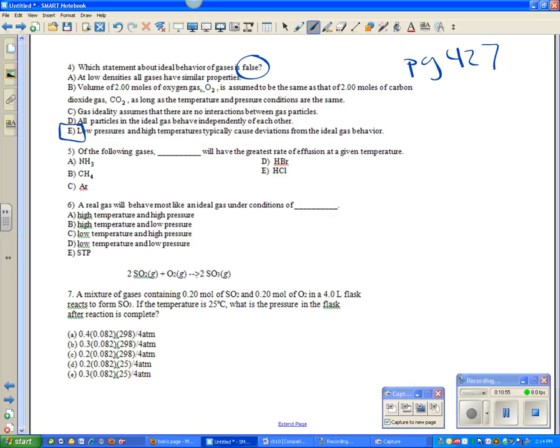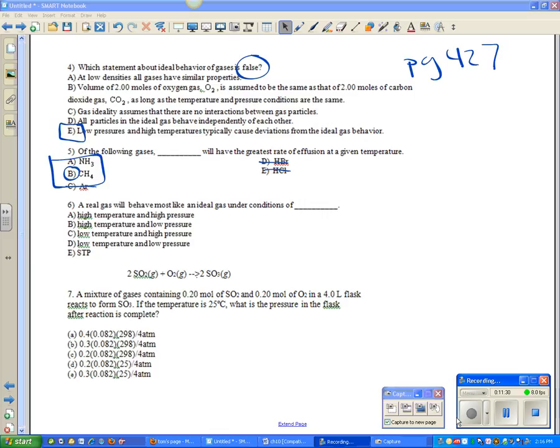All right, next, number 5. Of the following gases, which will have the greatest rate of effusion at a given temperature? This one was tricky. It is B. You should get rid of these, they are pretty heavy. So you're left with these right here. They actually have the same mass. I know you think I'm an idiot. I don't care. They have the same mass, so you have to think of other characteristics that you might have.